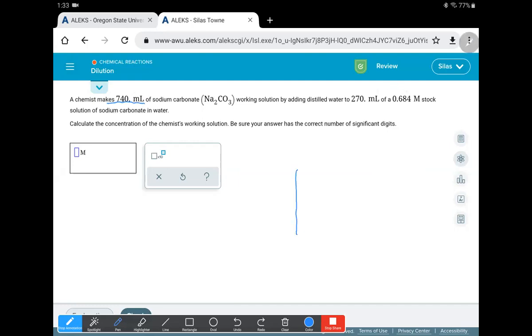So what we have is exactly 270 milliliters of this 0.684 molar solution. And then this chemist adds enough water to bring it up to 740 milliliters. Now we've added no additional, remember, molarity is moles per liter. It's counting how many particles are in there per liter. We have added no additional moles, but we have added water. So it's just become more dilute or less concentrated.